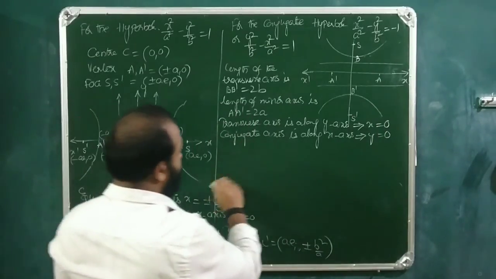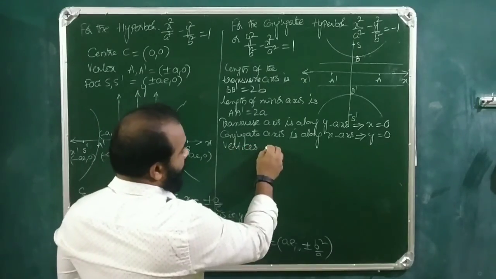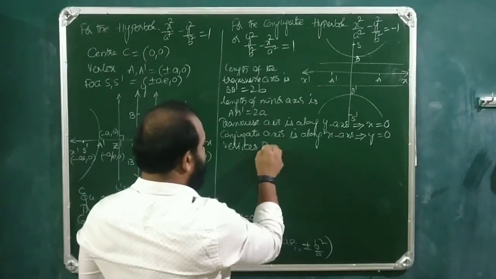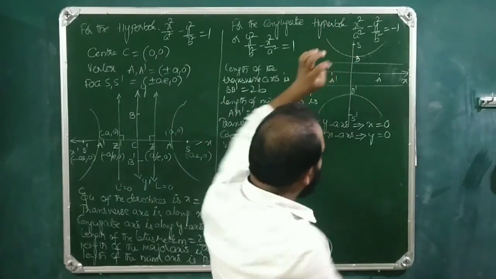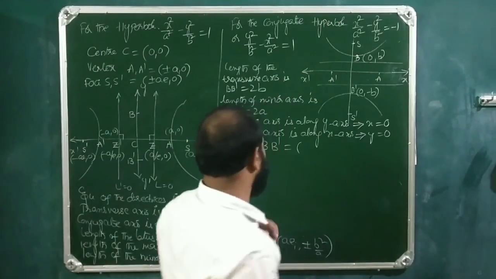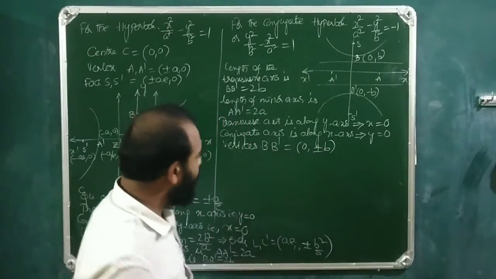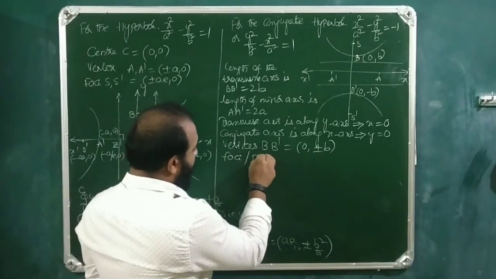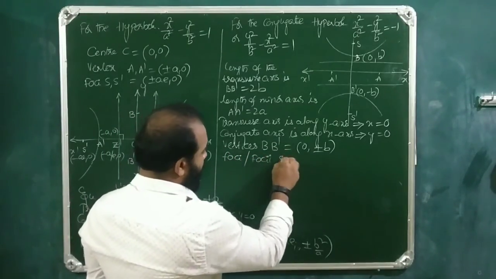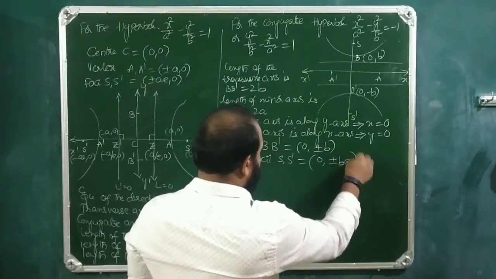Now the vertices B, B dash are 0 comma plus or minus b, and the foci S, S dash are 0 comma plus or minus be.